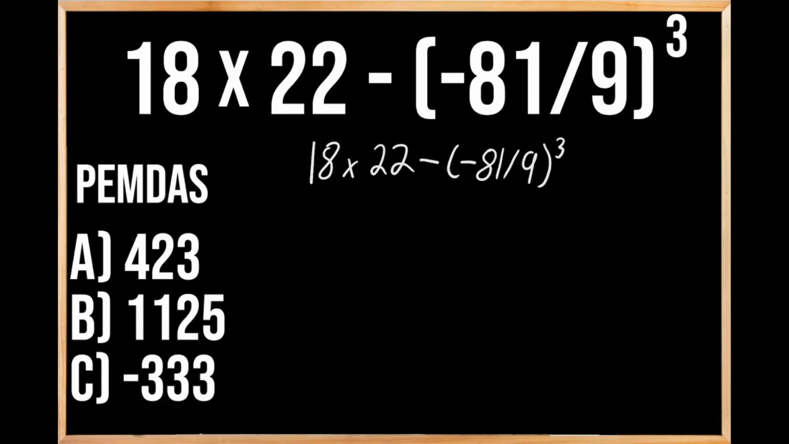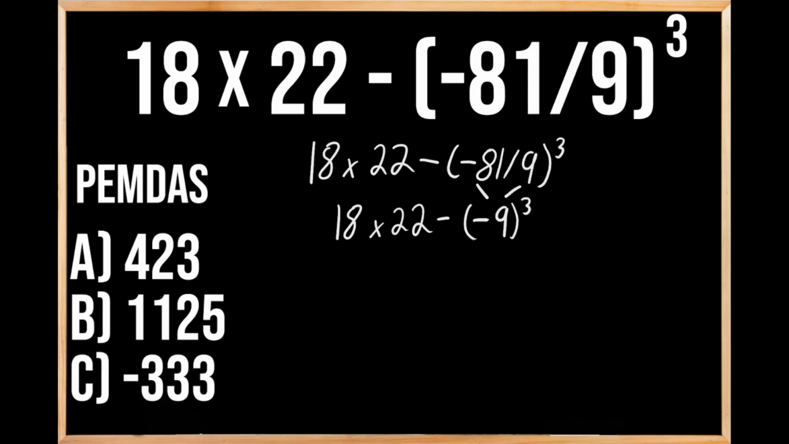The P in PEMDAS stands for parentheses, so our first priority is to solve for anything within parentheses. Here in parentheses, we're being asked to divide negative 81 by 9, and since we're dividing a negative by a positive, we're going to get a negative quotient. So when we divide negative 81 by 9, we get negative 9, and that negative 9 is cubed. Now we're going to bring down the rest of this problem. So we have 18 times 22 minus negative 9 cubed.